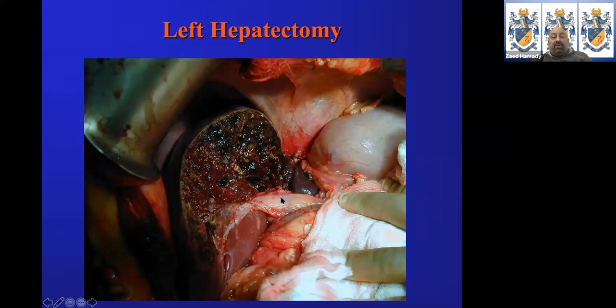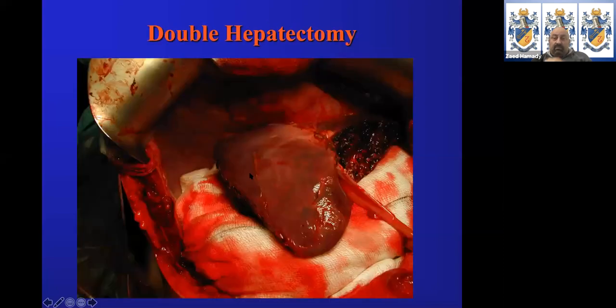Left-sided resection, you can see that the caudate lobe here is exposed, and the vena cava on the back, and it's an anatomical left resection. You can see the middle vein exposed here and dissected and clamped all the branches across the middle hepatic vein.